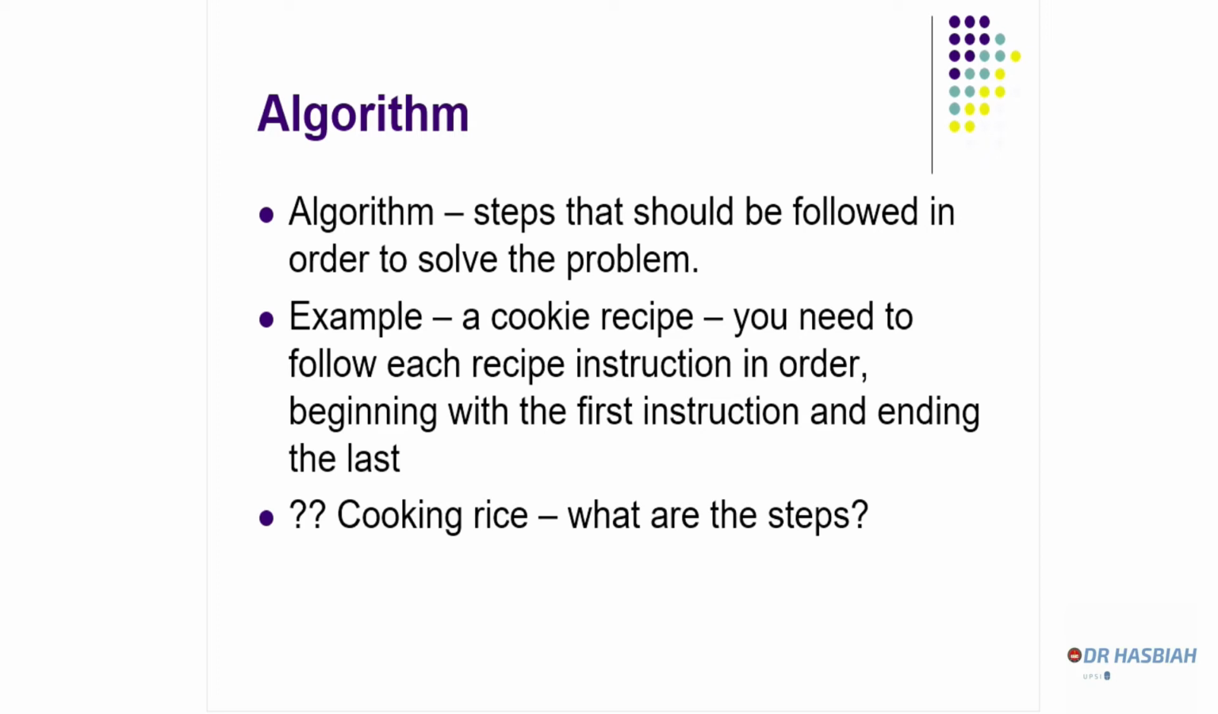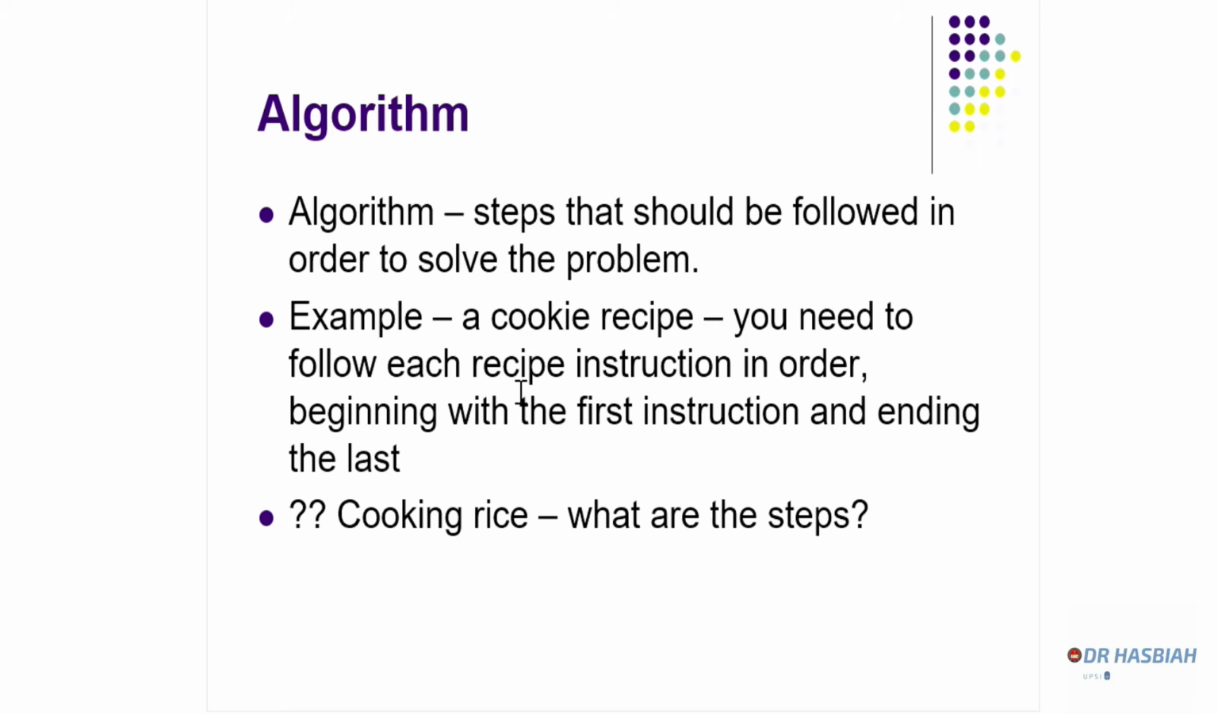Now we go to page number 3. On page number 3 we have to design the problem. In order to design the problem, normally we use the algorithm. So you have to understand first what the meaning of algorithm is. An algorithm is the steps that should be followed in order to solve the problem. So you have to follow step by step in order to solve the problem. That is the algorithm.